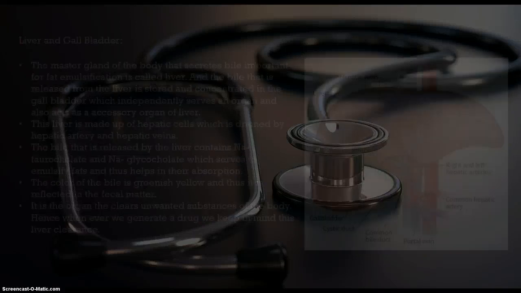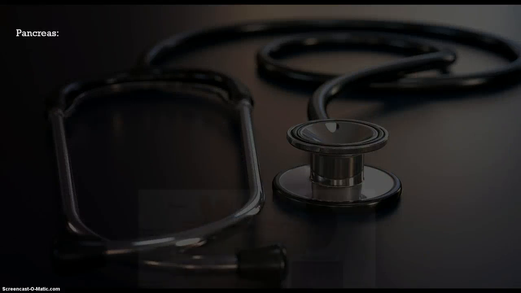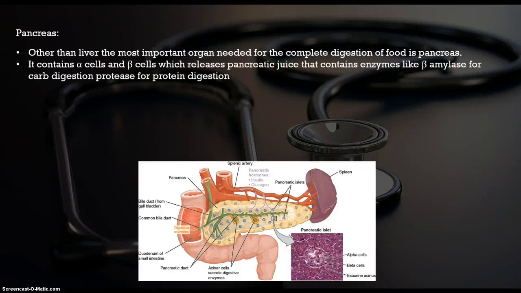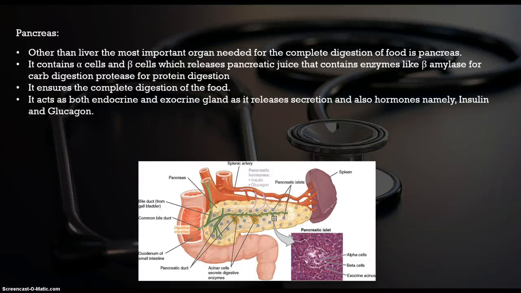Next comes another important organ, that is the pancreas. The other important organ other than the liver which helps in the complete digestion of food is the pancreas. It contains alpha cells and beta cells. Both these cells release enzymes as well as hormones. It releases enzymes like beta amylase, which is helpful for carbohydrate digestion, and also proteases for protein digestion. It ensures that the complete digestion of food has occurred, and it acts as both an endocrine and exocrine gland, because it releases enzymes as well as hormones like insulin and glucagon.